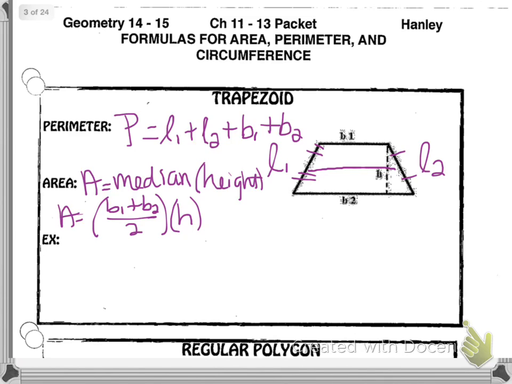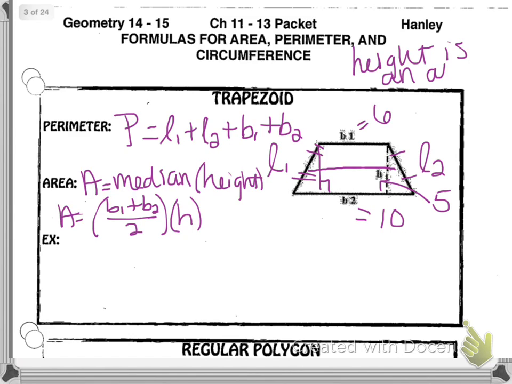Well, let's get some numbers here. So I'm going to say that my base 1 is 6, my base 2 is 10, and my height is going to be, let's say, 5. Because your height is always going to make a right angle, remember that you could use Pythagorean theorem if you needed to, but keep in mind height is always an altitude, so it's not the slanted height, it's an altitude, and has to have the right angle.